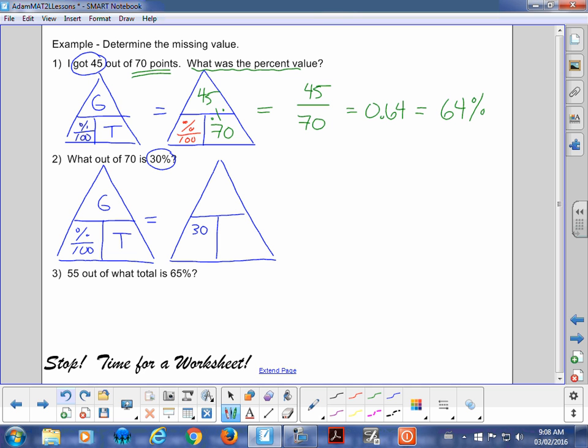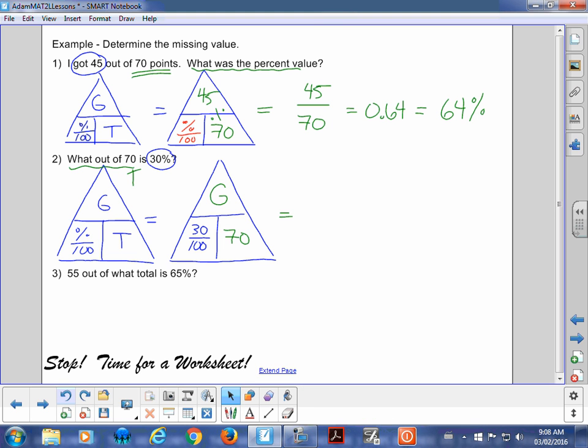So that means I know 30 over 100. So my percentage over 100, so I know that. Now this is where you got to decode a little bit. What out of? So to me, out of means this is my possible total. So my total is 70, which means I'm looking for what I got. So what did I get out of 70 to give me 30%?